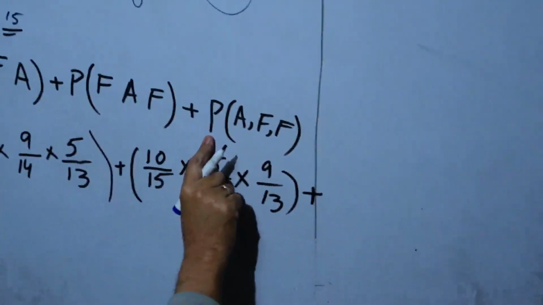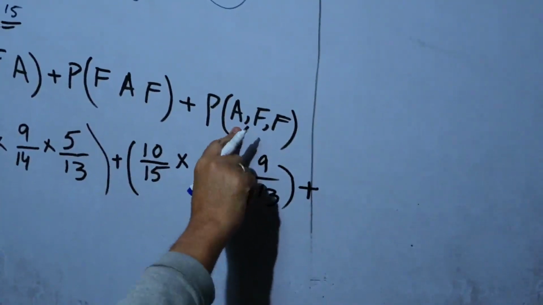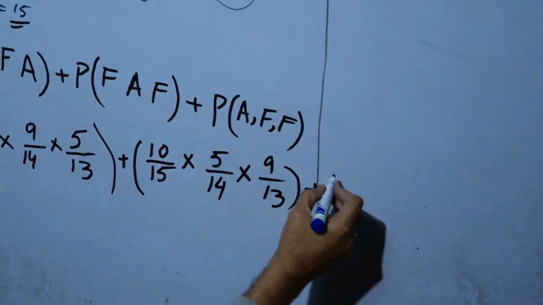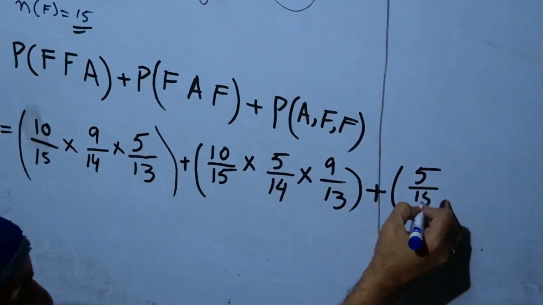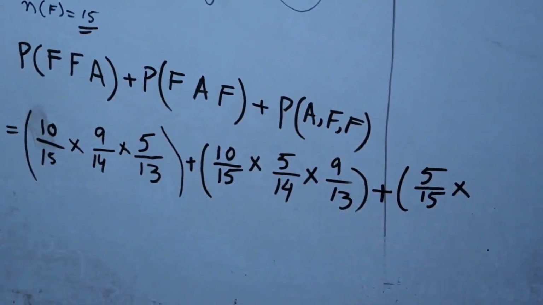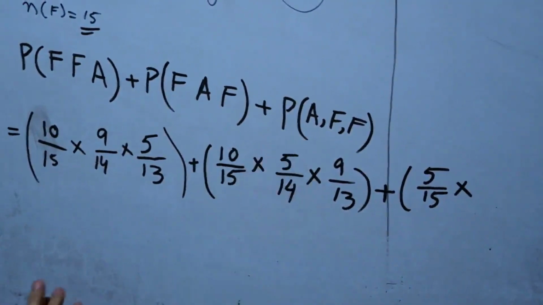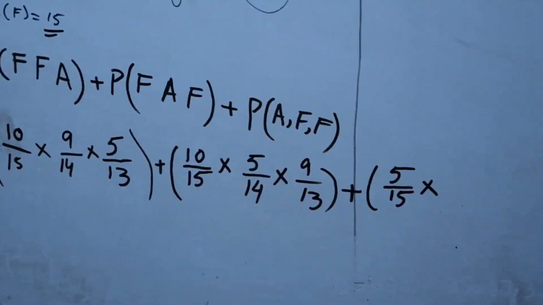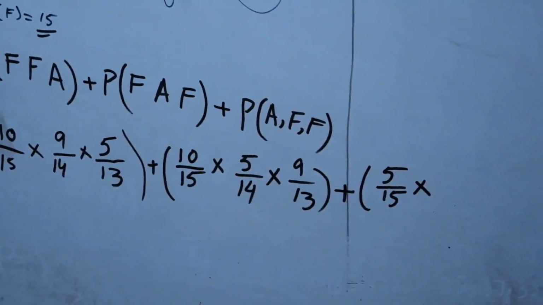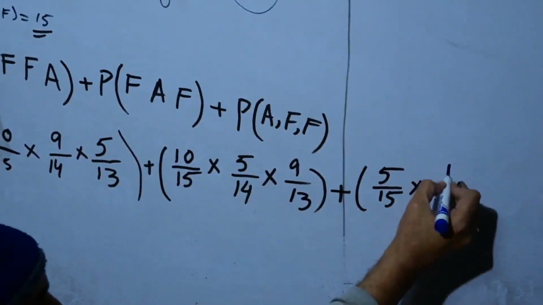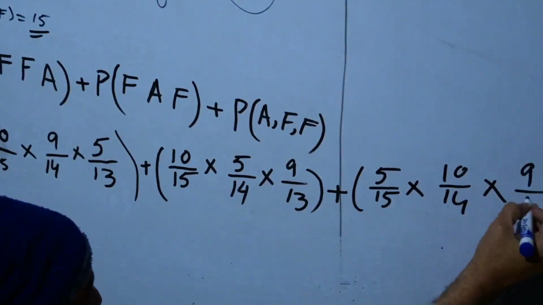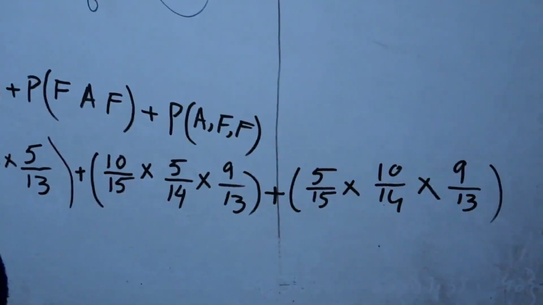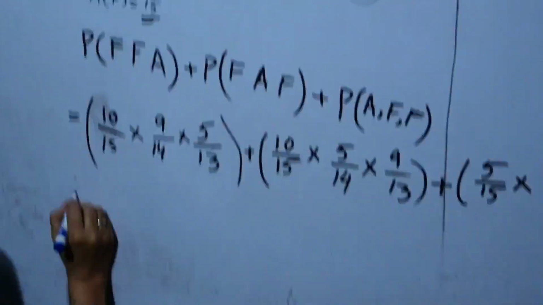Plus the probability of the first student who studies French and Arabic also. This is 5 over 15, multiplied by the probability of the second student who studies French but does not study Arabic. How many are there? 10. 10 out of 14. And the third is 9 out of 13, as we have done earlier. Now we have to simplify it.